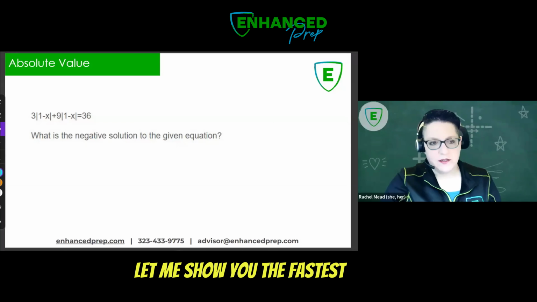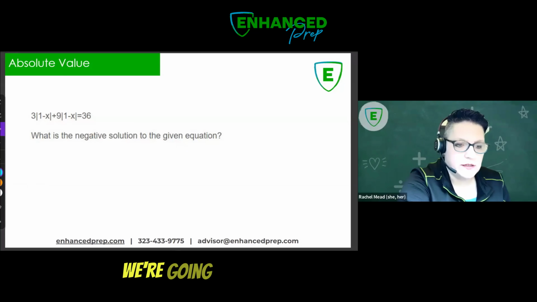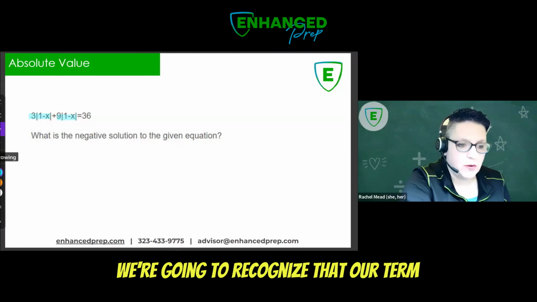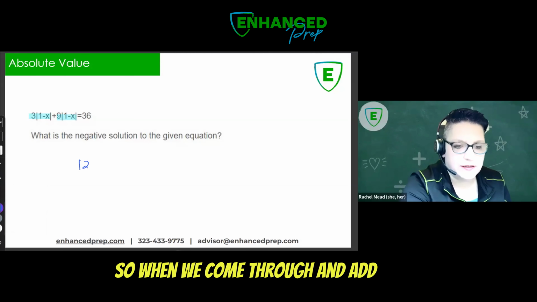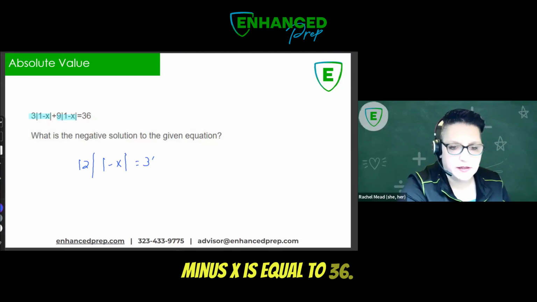Let me show you the fastest way to tackle this SAT absolute value question. We're going to start off by combining like terms. We're going to recognize that our term is the absolute value of 1 minus x. So when we come through and add these together, we get 12 absolute value 1 minus x is equal to 36.